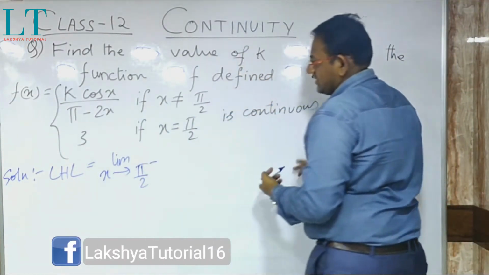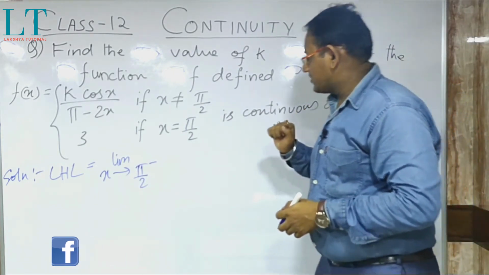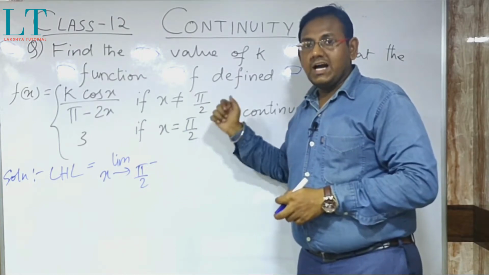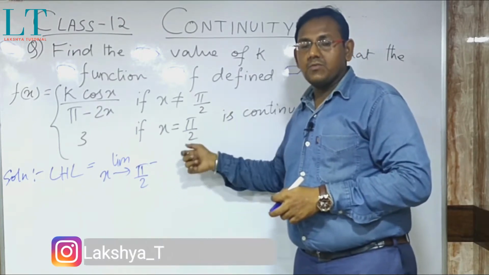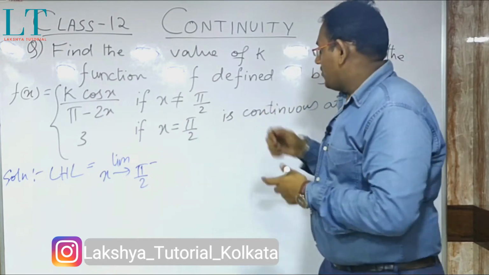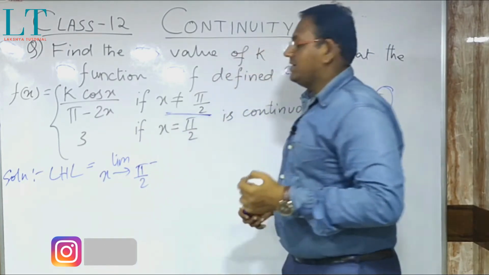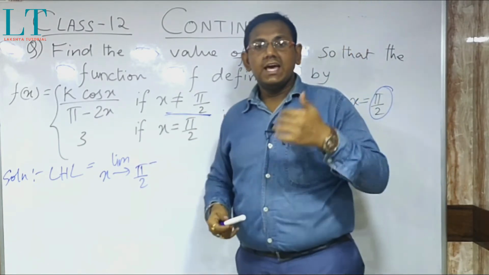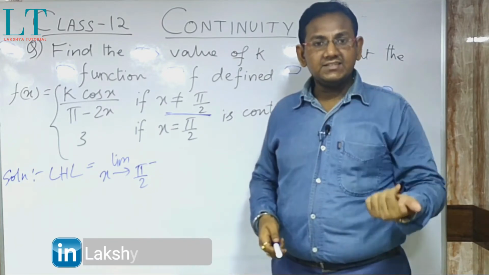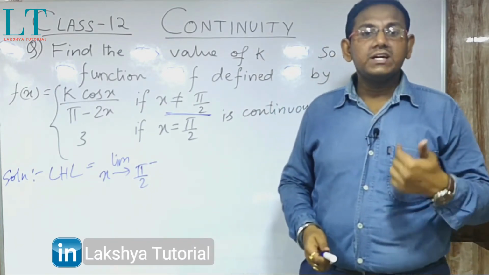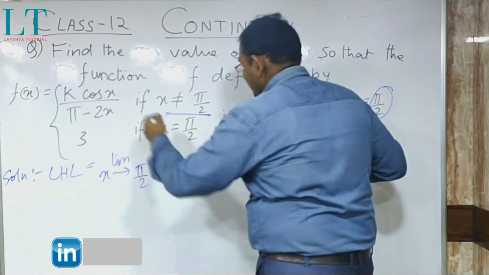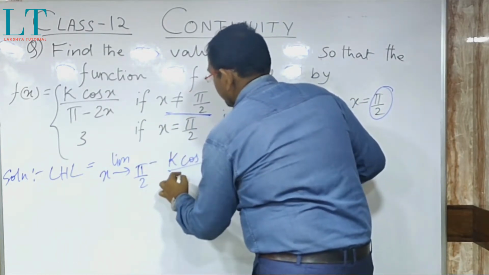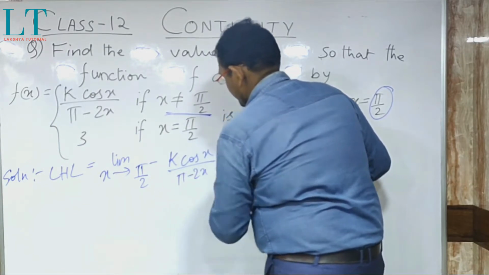Now what is the function? For understanding the function we need to think pi by 2 negative, we are approaching towards that point. So either it will be less than pi by 2 or it will be greater than pi by 2. So we will consider this part because it is written x not equal to pi by 2. So x not equal to pi by 2 means it will include less than pi by 2 and also greater than pi by 2. So we will consider this function over here, that is k cos x divided by pi minus 2x.